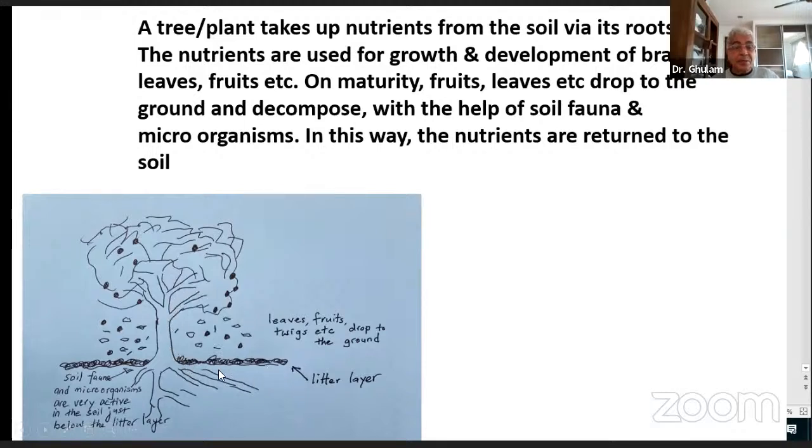And remember that the leaves and the fruits and the flowers will fall on the soil surface, and then they will undergo decomposition. This is the job of the soil fauna and the microorganisms. They act on this, and this layer of leaf and so on is normally referred to as the litter layer.